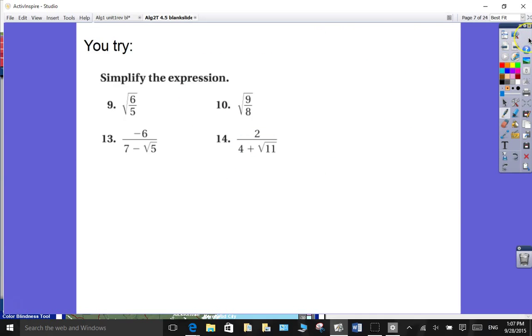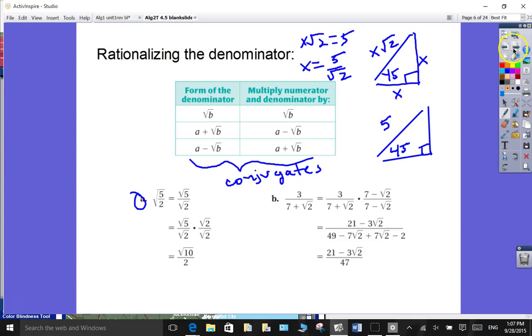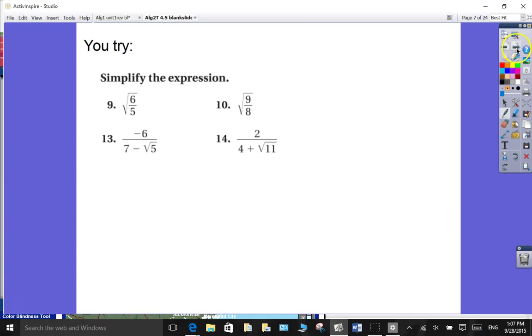So we're not going to do all these. I don't want you to multiply them all. I just want you to tell me what you would multiply by to rationalize the denominator for all four of these, okay? Just using that chart on the previous slide, what would you multiply by to rationalize the denominator?